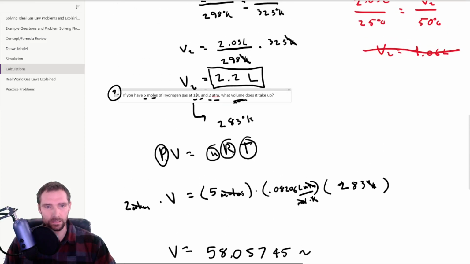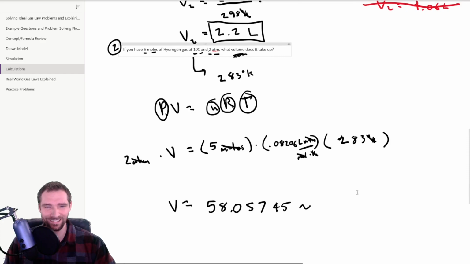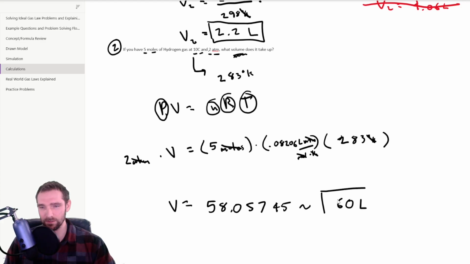What sig figs did I have? I limited us to one sig fig on both those measurements. So this would have to be written out as 60 microliters for our volume here for this problem.